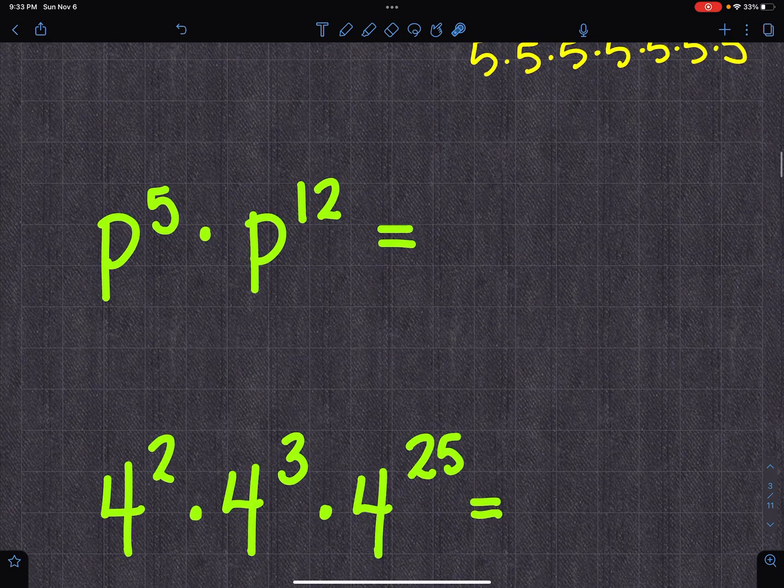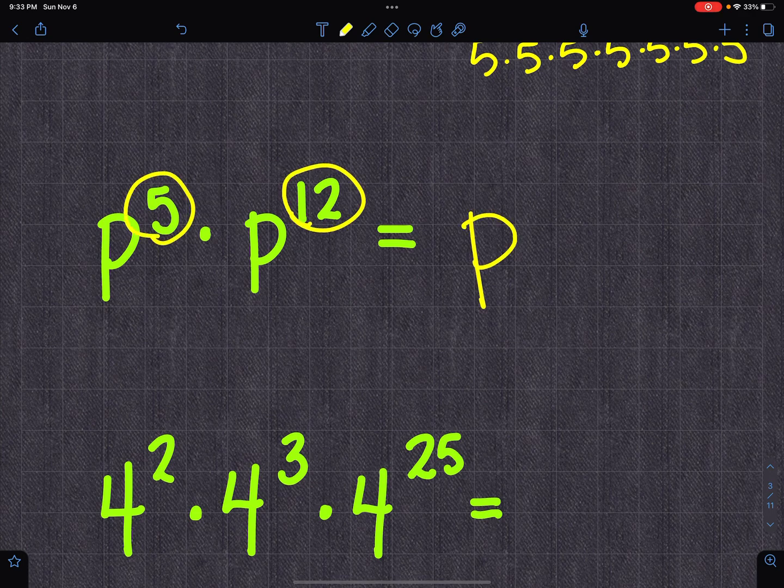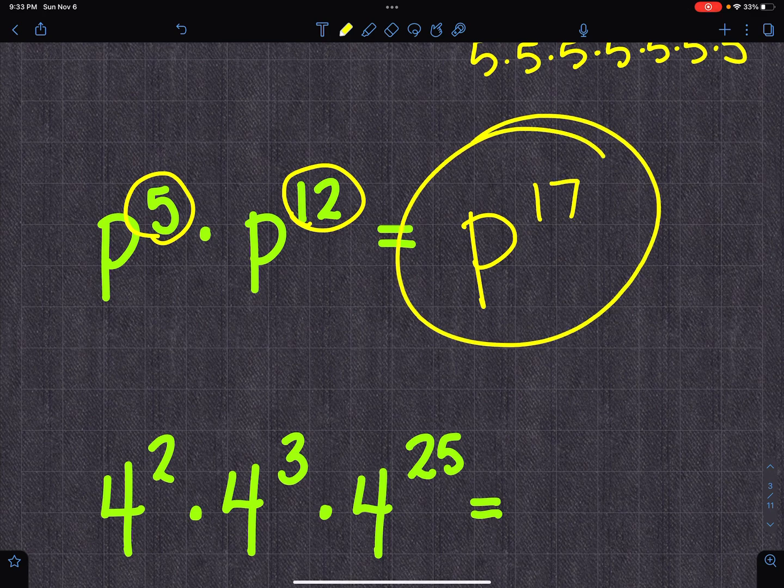Let's do the next one. Oh, I'm having so much fun. Okay, what about p raised to the 5th power times p to the 12th? We're multiplying, so that's cool. The bases are the same, so that's cool. So all we can do is write the base and add the exponents. What is 5 plus 12? 17. Here's your answer. Done. You're going to be done with this homework in no time, right?